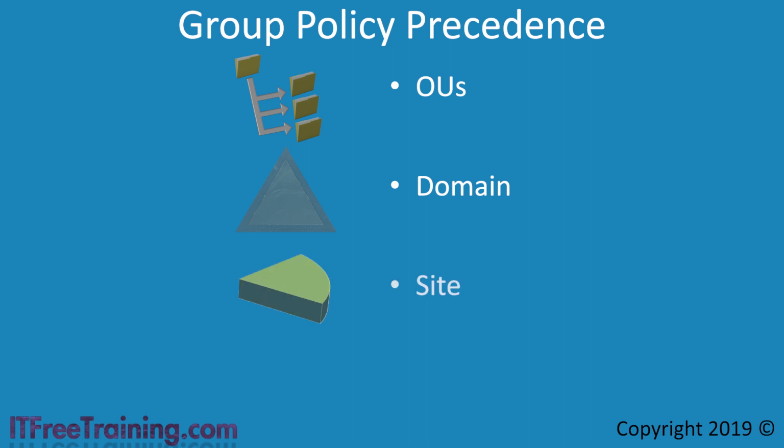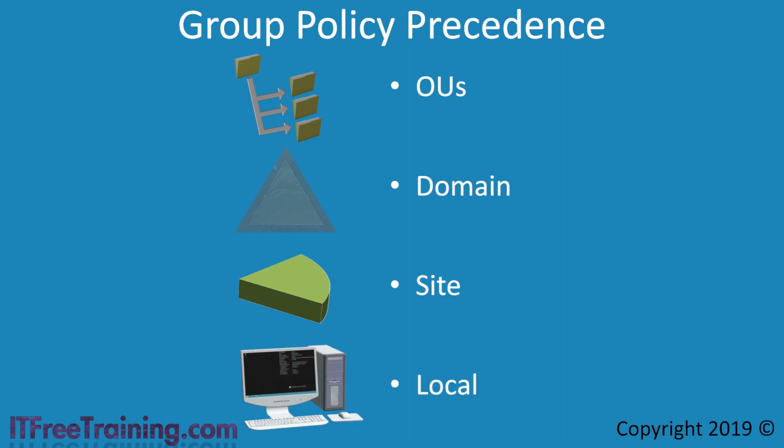The next level is site. Settings applied at the OU and domain level will override settings applied at the site level. Lastly, you have local group policy. This is the weakest group policy, as settings applied anywhere else will override the settings applied at local group policy.